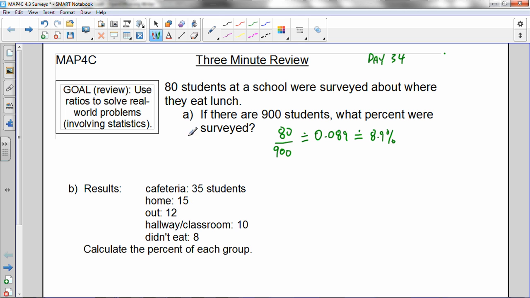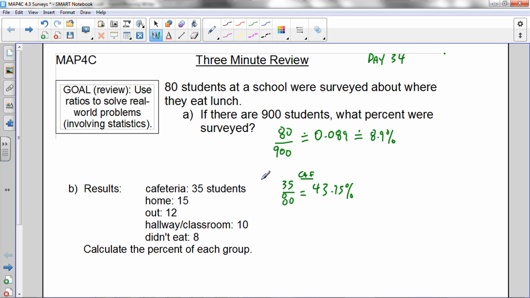In part B, here are the results, and we want to calculate the percent in each group. So we surveyed 80, and 35 of them ate in the cafeteria. So 35 out of our 80, which is 43.75%. Just put that into a calculator, multiplied by 100. That's the percent out in the cafeteria.